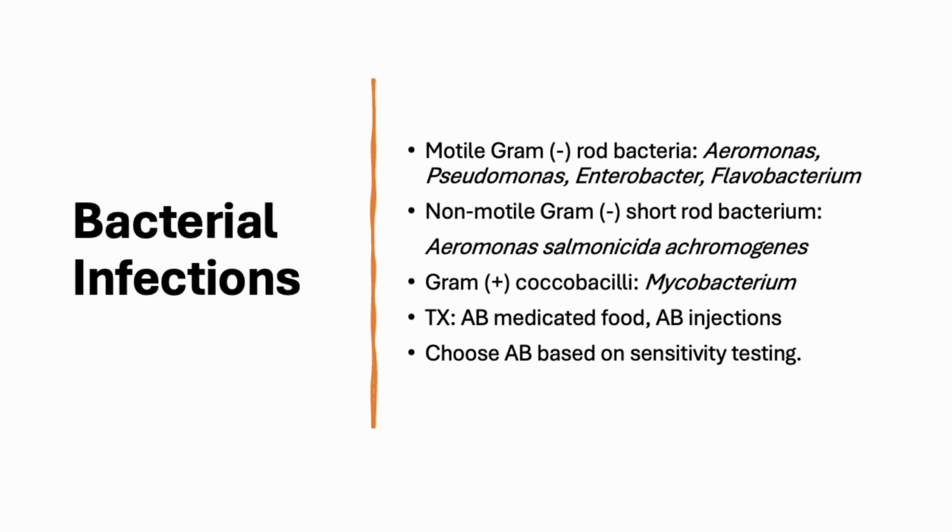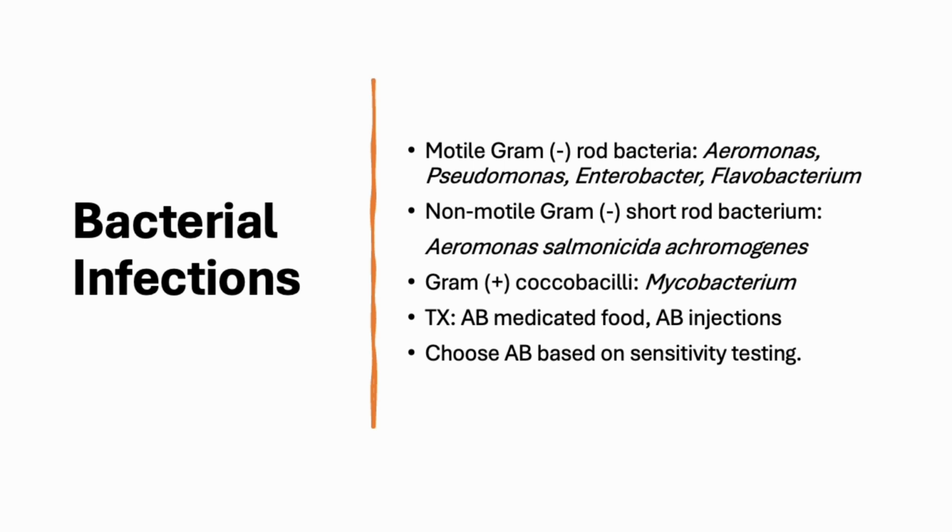So the first thing we look for are bacterial infections, and these can be caused by a variety of different bacteria, including the motile gram-negative rod bacteria such as Aeromonas, Pseudomonas, Enterobacter, and Flavobacterium. Now, while these are the most common of the bacteria that cause fish diseases, these are also bacteria that live normally in the water without causing disease. So this again brings up the importance of a healthy environment with good water quality, because the bacteria are almost always present in the aquarium. It's only when the fish get injured or sick or just stressed from the water quality that these bacteria start becoming a problem.